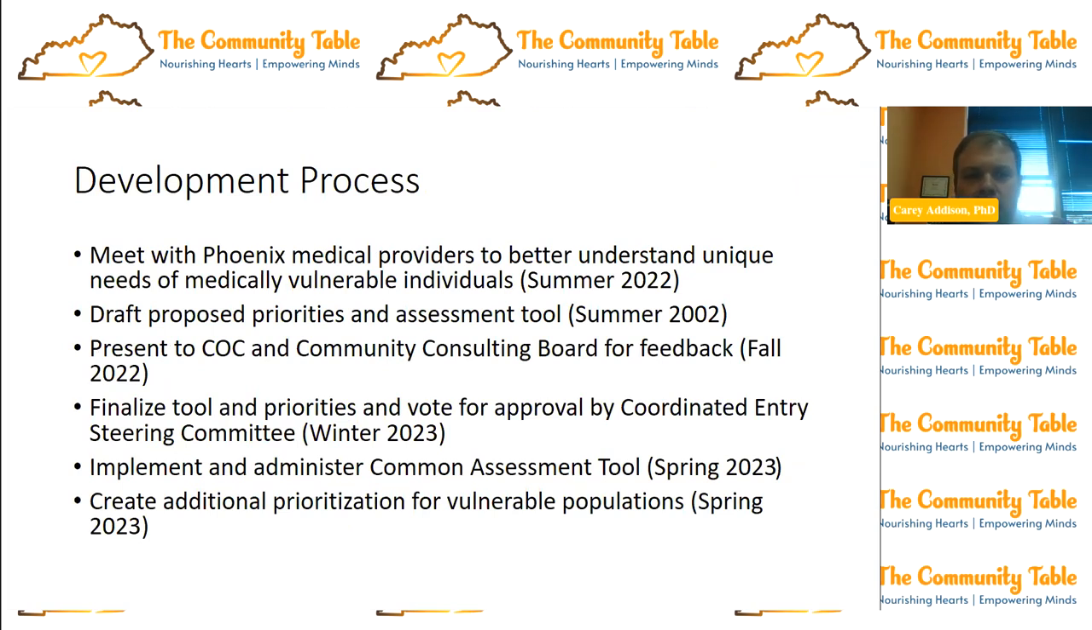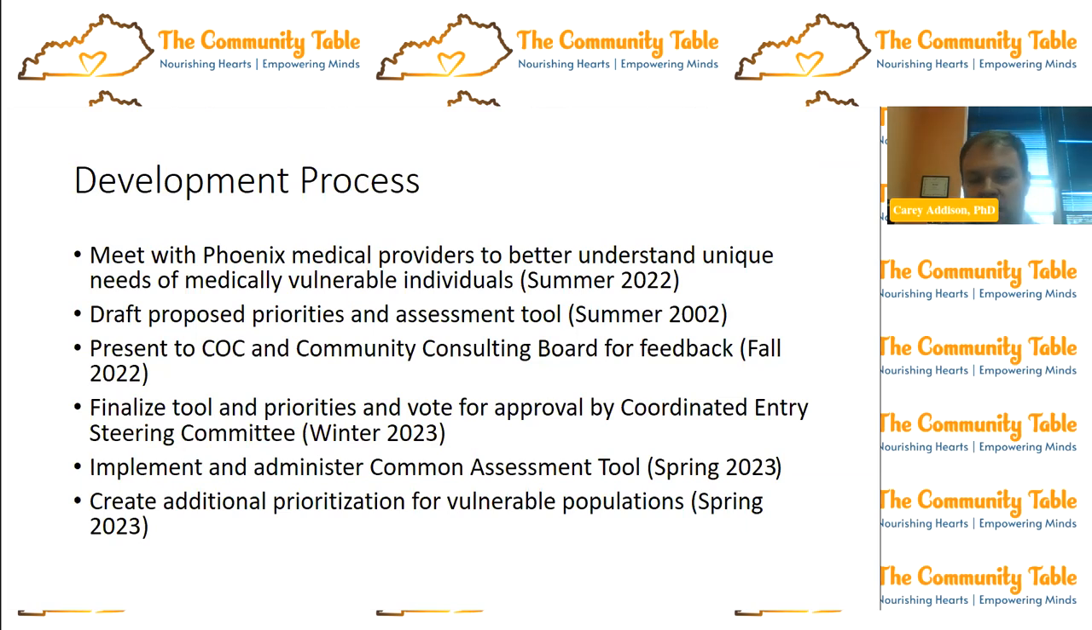So developing the process and the tool, the committee and I came up with a set of questions. We began presenting those. I met with our medical provider staff at Phoenix that's very well versed in the conditions that people experiencing street homelessness may have. We were able to include those in the language. We drafted our priorities, like we said, who is most important to serve, and got their questions. And then we began going out and getting feedback on that.